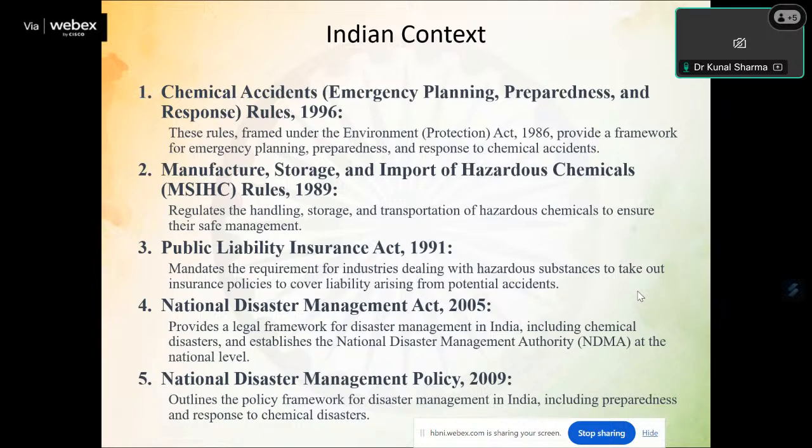Because this is particularly for MAH units, where we have seen the on-site plan, off-site plan, and DM plan, all these things. With the help of these MSIHC rules in India, we are able to ascertain which type of chemicals is being listed and how it will impact.